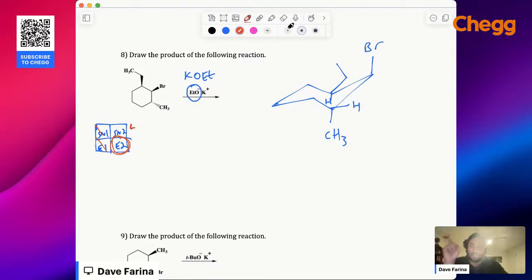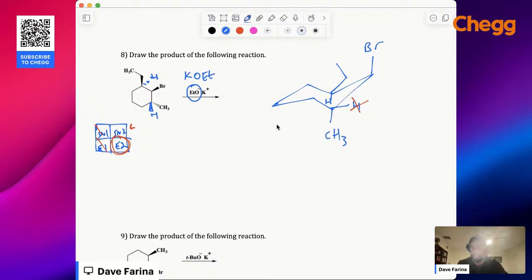So the reason that we had to do that is that only if we draw the chair, we can see that this proton is not available for elimination. If we did it over here, we might think, okay, look, we have some alpha protons. We have a proton over here. We have a proton over here. We have two protons available for elimination. Therefore, there are two structurally isomeric products.